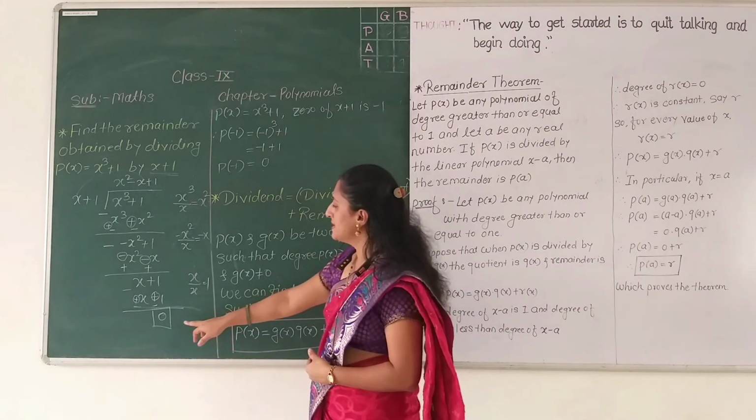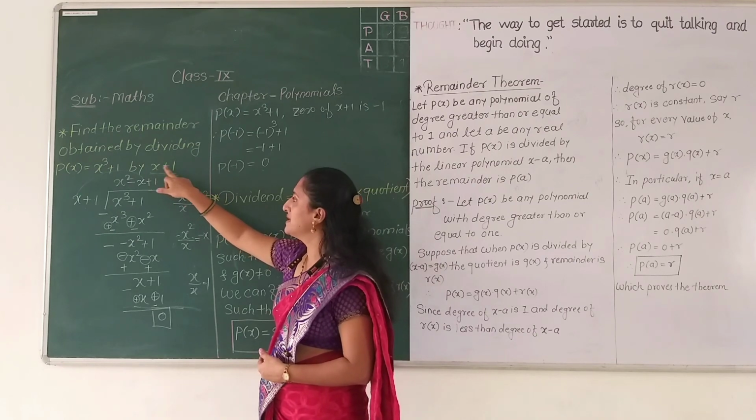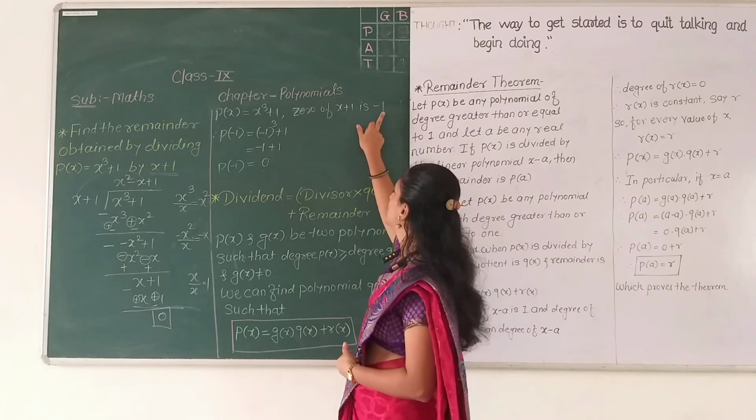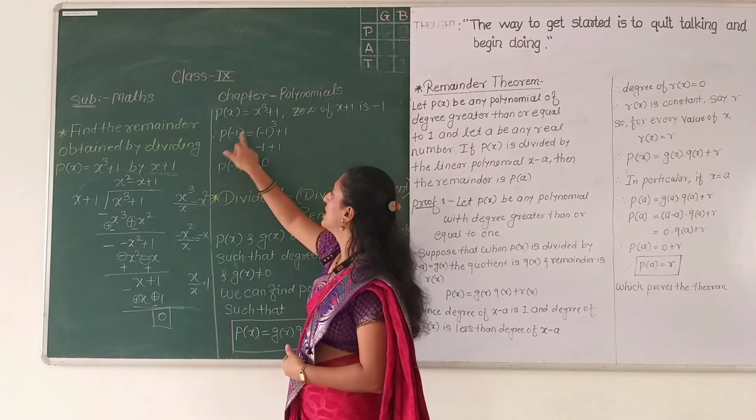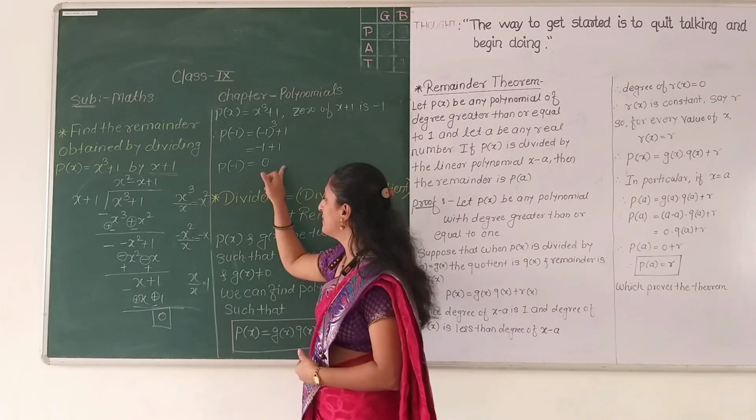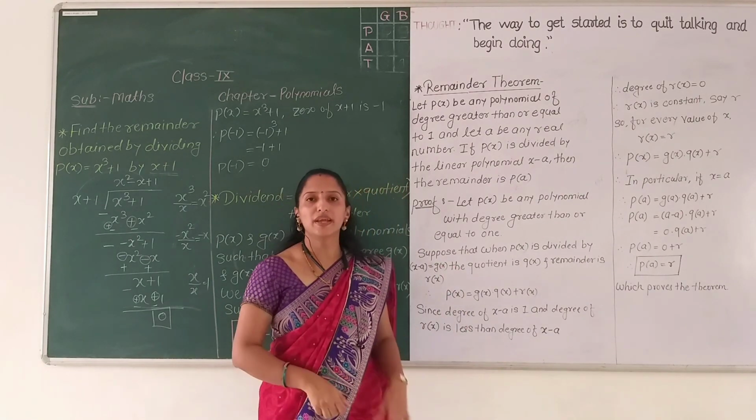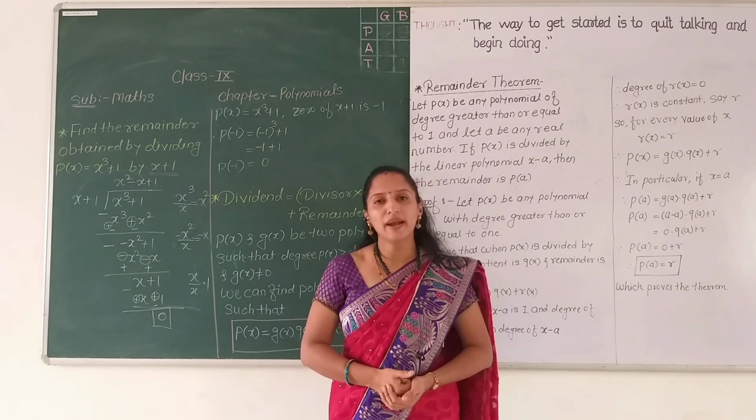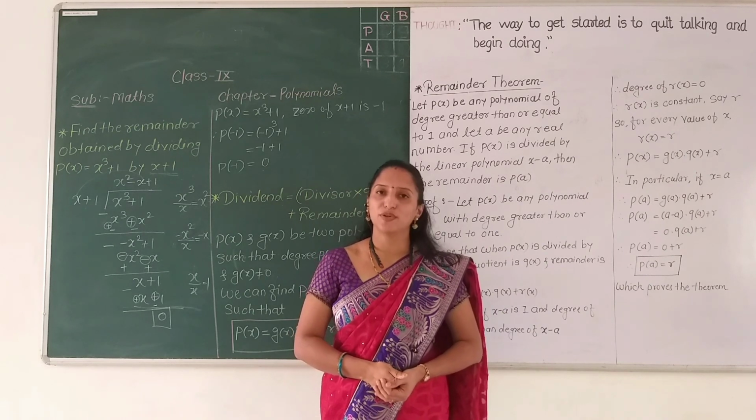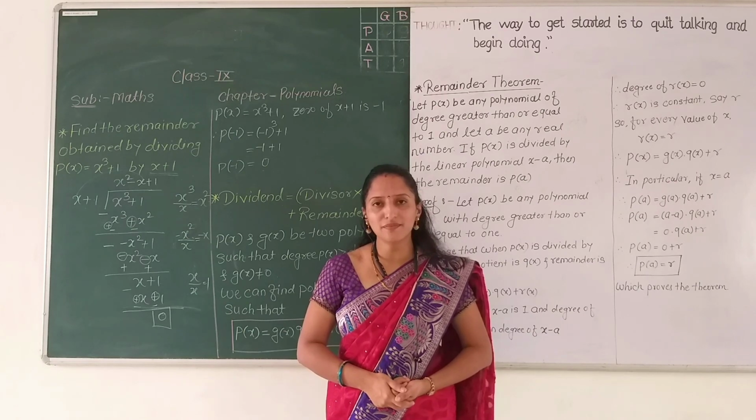That means we substitute the zero of the divisor. Here the zero of the divisor x plus 1 is negative 1. So I substitute negative 1. p(negative 1) is equal to 0. So here 0 is the remainder. So we get the same remainder in both processes. So using the remainder theorem, we can easily find the remainder when we divide a polynomial by a linear polynomial. Okay students, did you understand the remainder theorem?